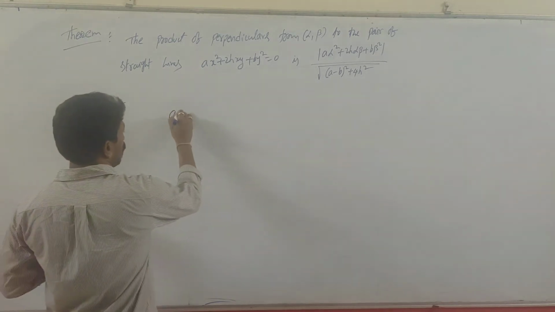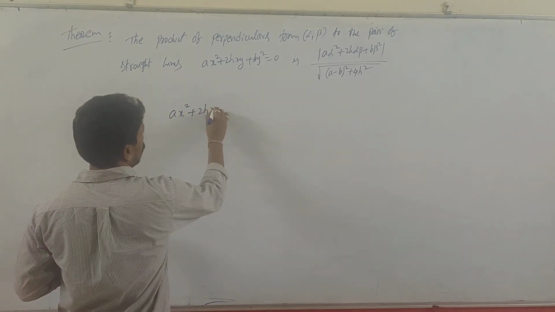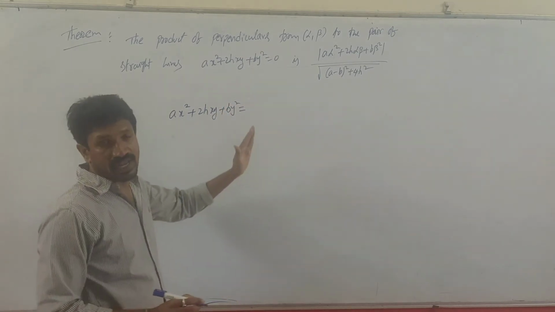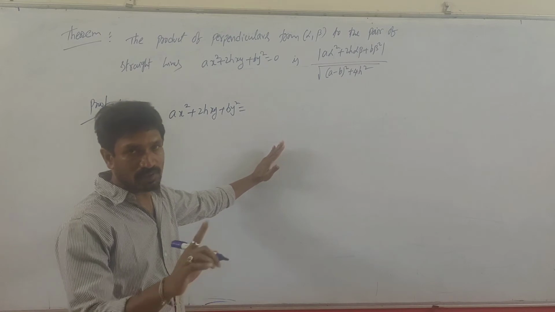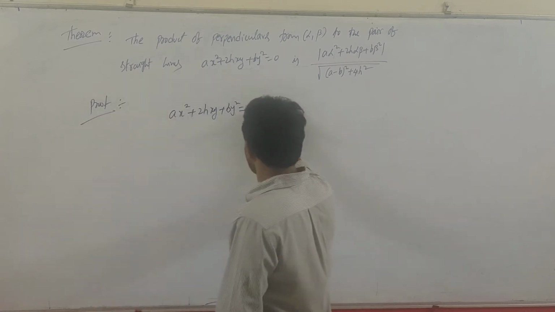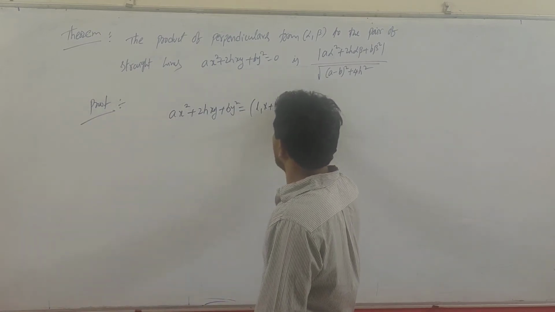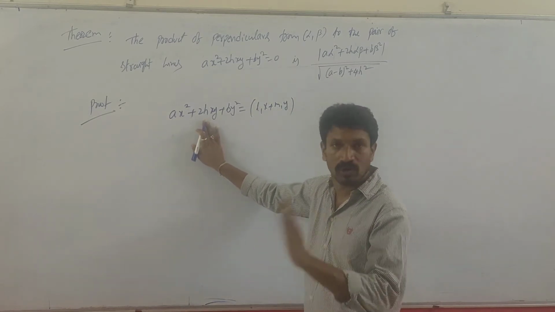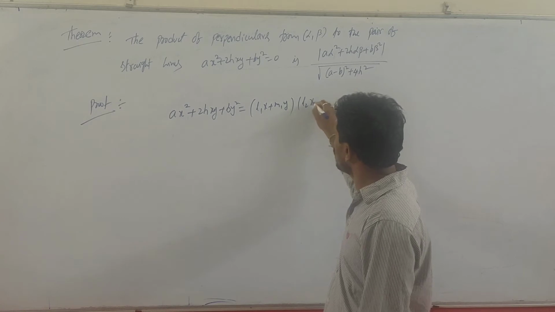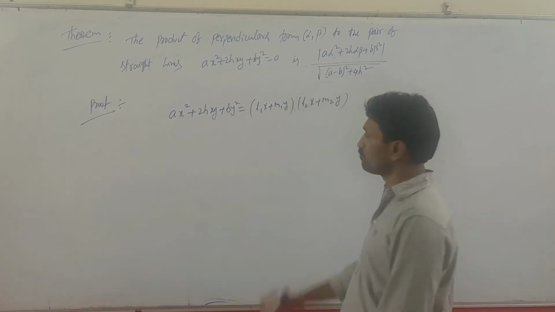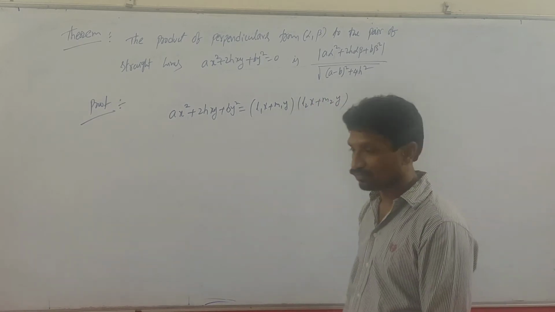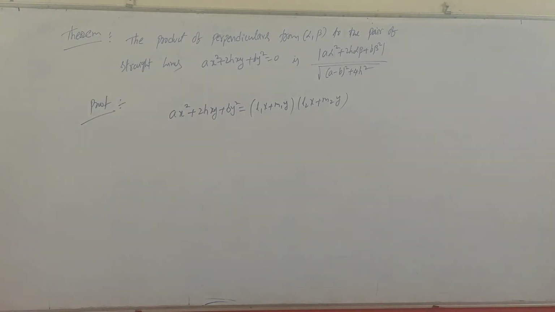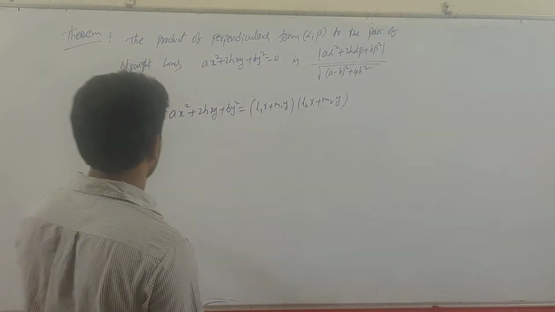Let us take the pair of straight lines ax² + 2hxy + by². You can take it as (y − m1x)(y − m2x), or like this, (L1x + m1y)(L2x + m2y). There is no constant because this is the pair of straight lines passing through the origin. Okay, see here.